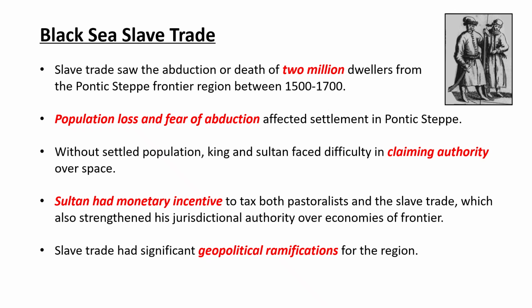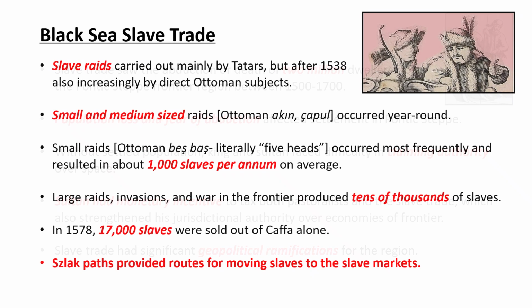Thus, while slavery formed an important element of the economy of the time in this region, its impact on the population of this region had significant geopolitical ramifications for both Poland, Lithuania, and the Ottoman Empire. Small and medium-sized slave raids occurred year-round, with large raids, invasions, and war sending tens of thousands of slaves to Black Sea slave markets. Schlock trails provided routes for moving the slaves to the slave markets.